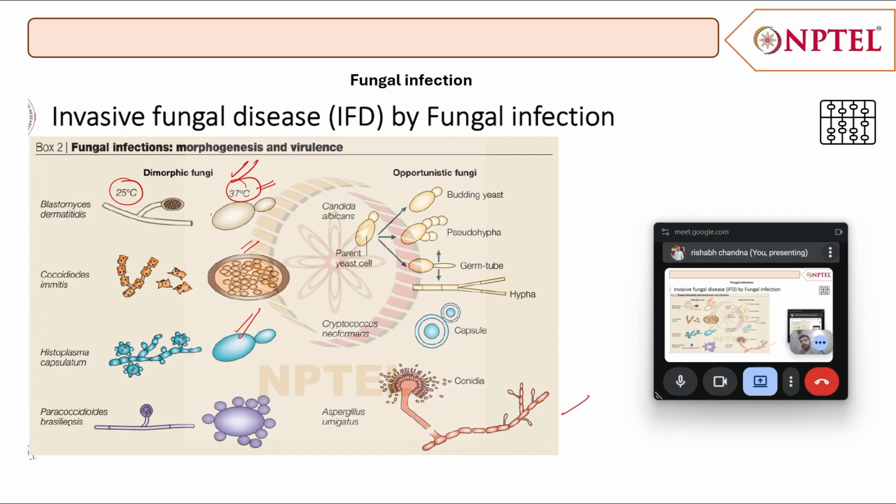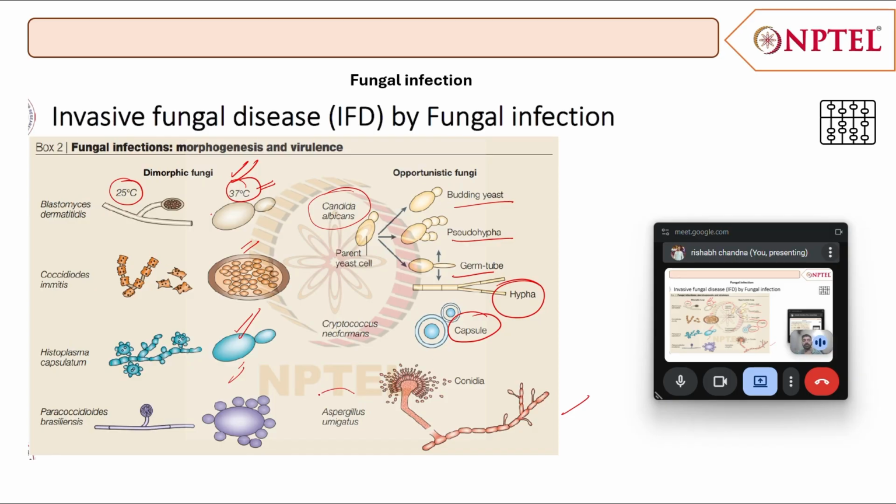Then we have Paracoccidioides brasiliensis that also grows properly at 37 degrees Celsius. Okay. Then we have opportunistic fungi, for example Candida albicans, that is a budding yeast, pseudohypha or germ tube. Okay, so this can be a hypha. Then we have Cryptococcus neoformans that grows with a capsule.